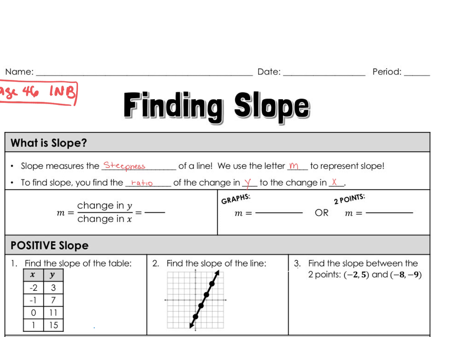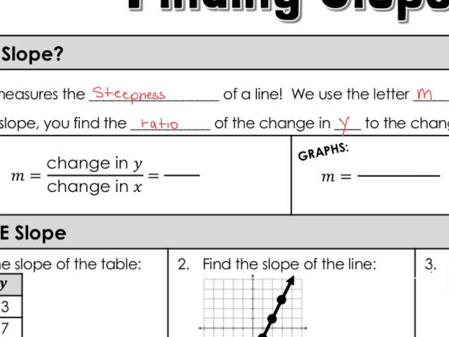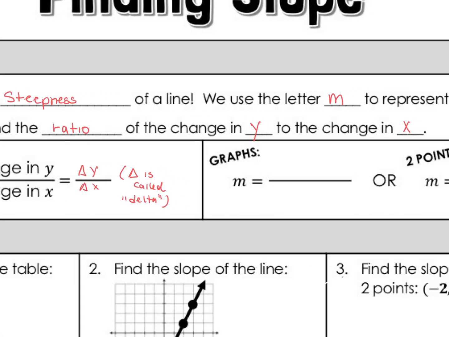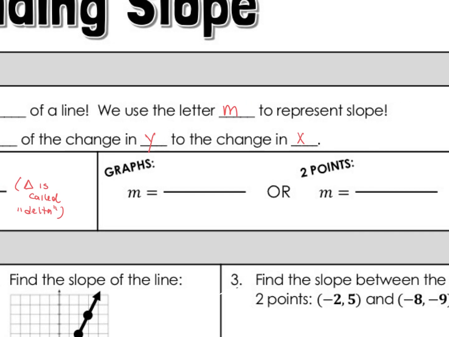All right, so here we say m is the change in y over the change in x, and that it looks like this: the change in y over the change in x, and delta, which is a Greek letter, represents the slope, and it's called delta. Okay? When we're talking about graphs, when we graph the slope, it is the rise over the run.